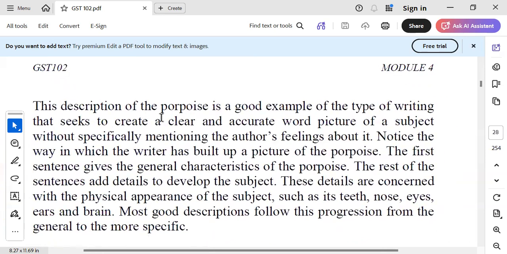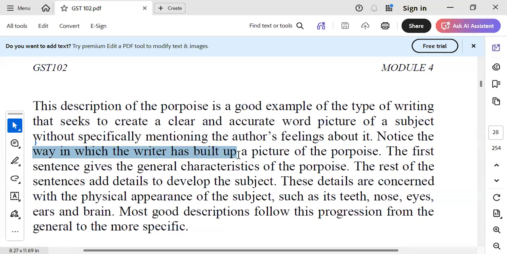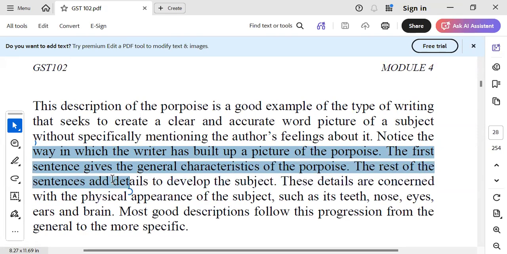Now, this description of the purpose is a good example of the type of writing that seeks to create a clear and accurate word picture of a subject without specifically mentioning the author's feeling about it. Notice the way in which the writer has built up a picture of the purpose. The first sentence gives the general characteristics of the purpose. The rest of the sentences add details to develop the subject.